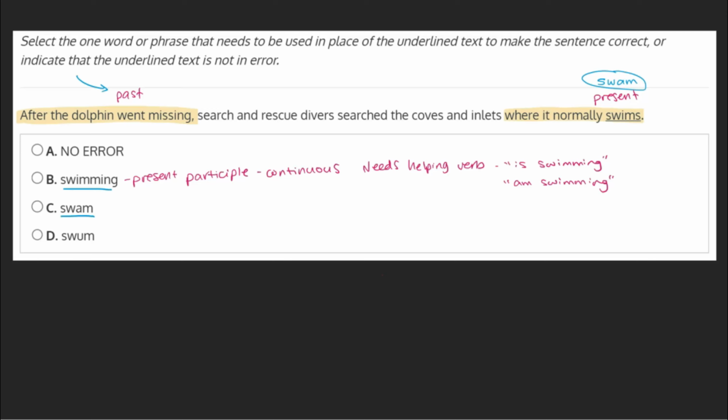Were we to replace swims with swimming, we'd have where it normally swimming, without a helping verb. Because this context doesn't lend itself to this verb form, we can mark this choice off.